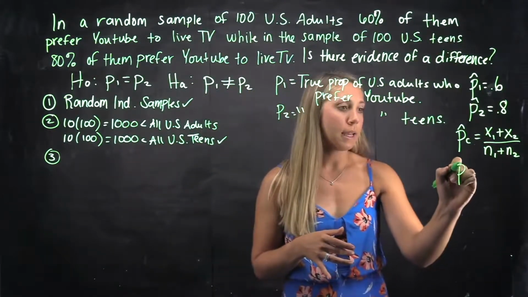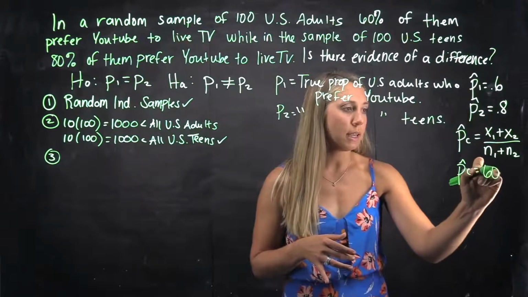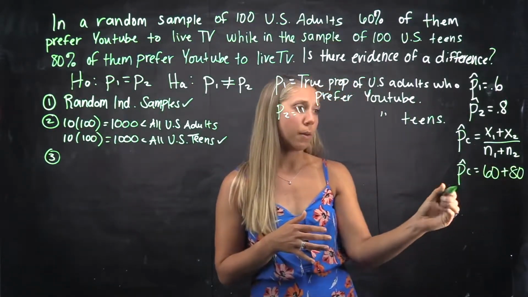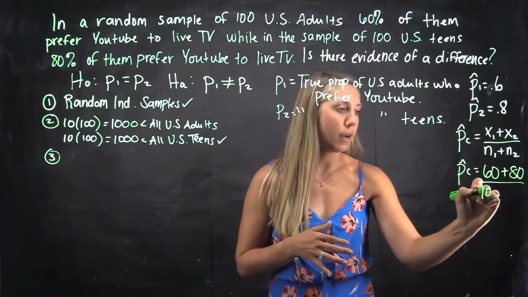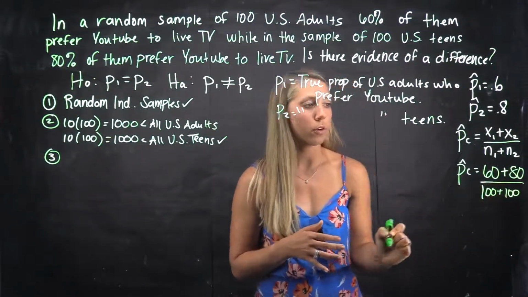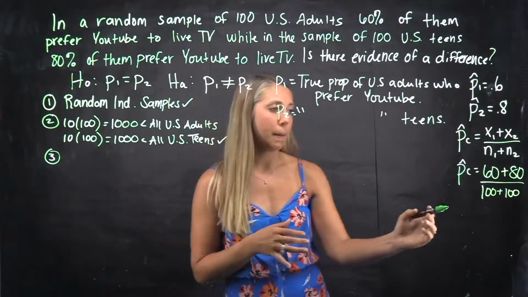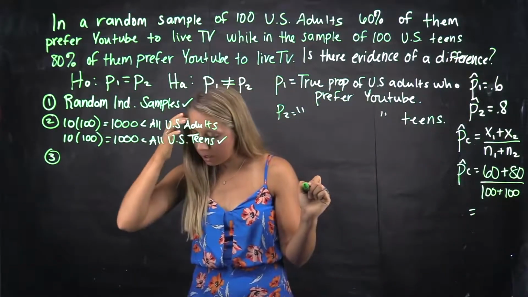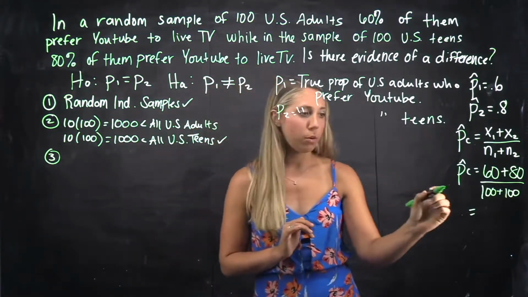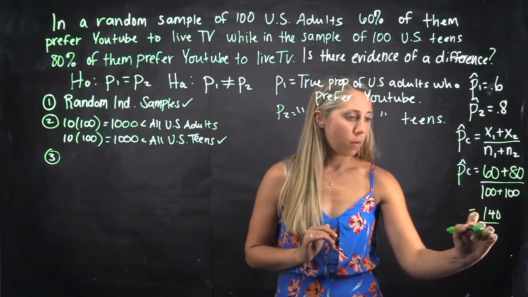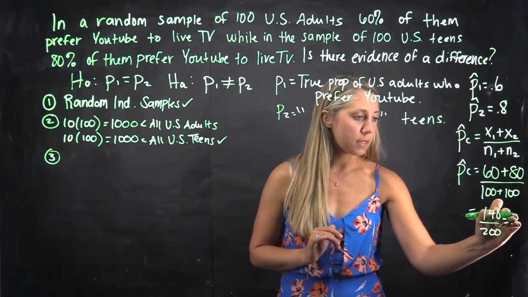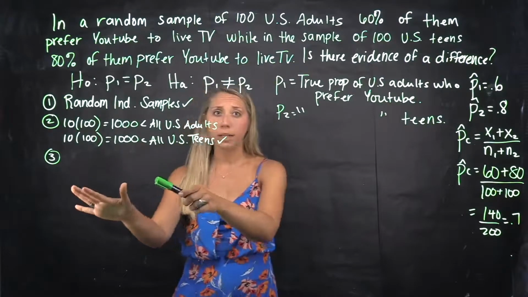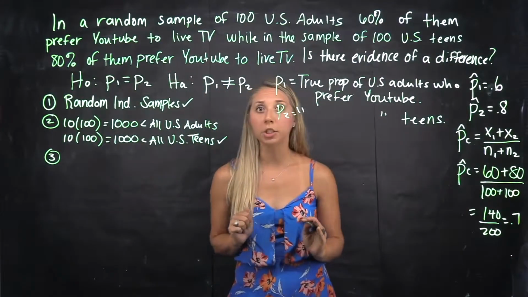So our p hat sub c is going to be 60 for the adult group plus 80 from the teen group over 100 plus 100 because both groups had 100 people in them, and that would be 140 over 200, which is what we're going to use, 0.7. So we're going to use that in our calculations. We're also going to use it in our condition checks.